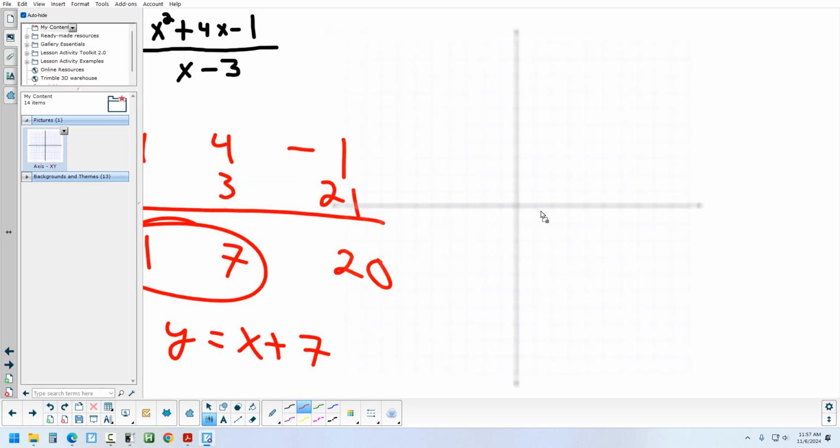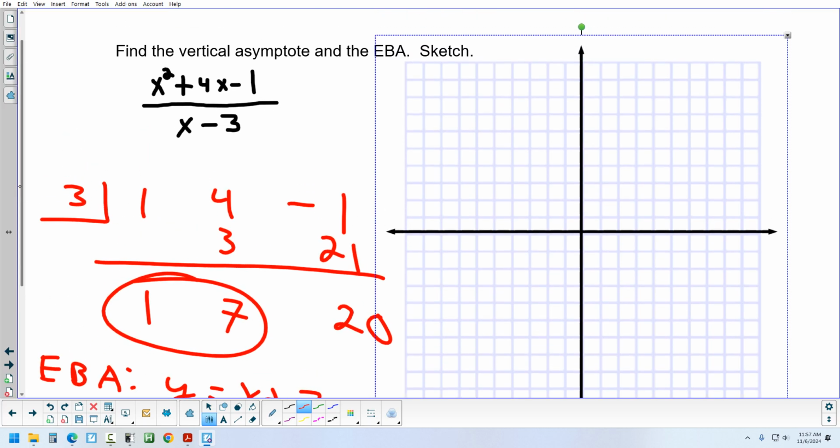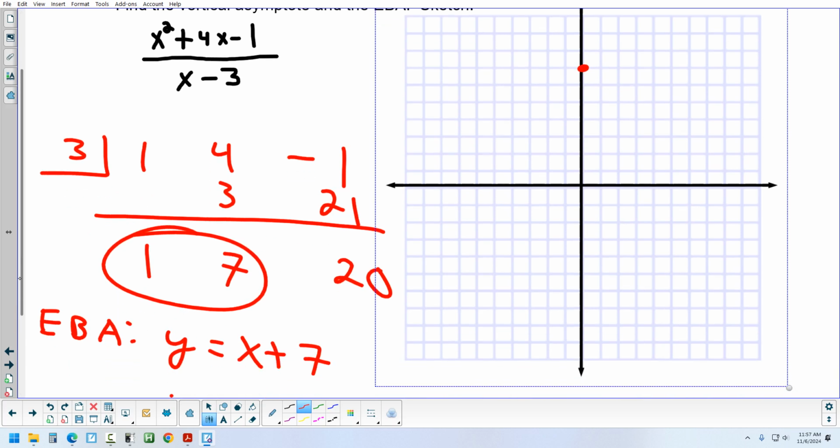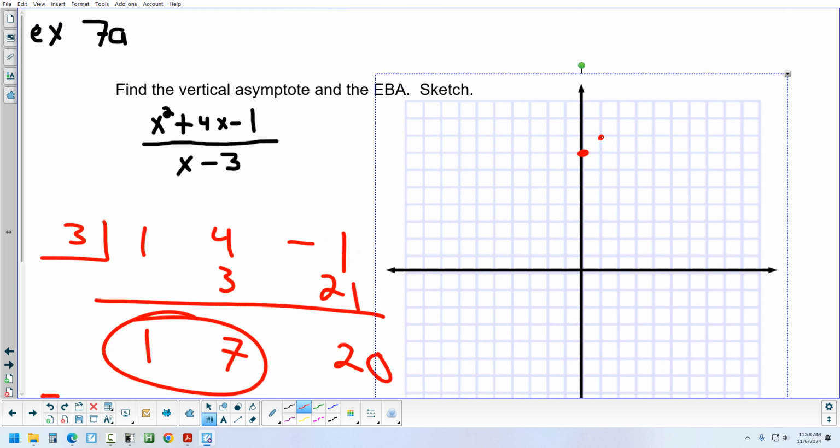All right, let's sketch that. So my y-intercept here is 7. 1, 2, 3, 4, 5, 6, 7. And what's my slope? 1. So I'm going to go up 1, right 1. Okay. There's my slant asymptote. What value would make the denominator 0? 3. So I'm going to put in the vertical asymptote at 3.